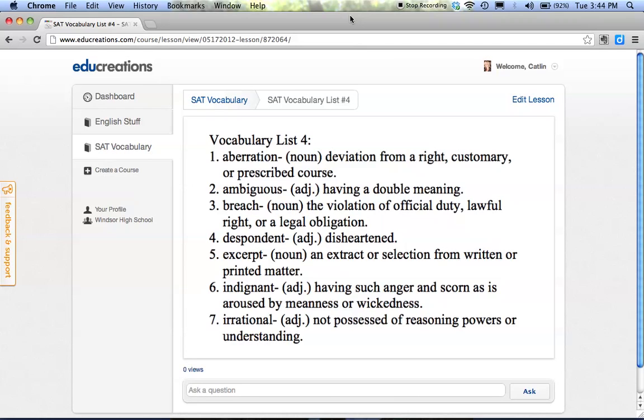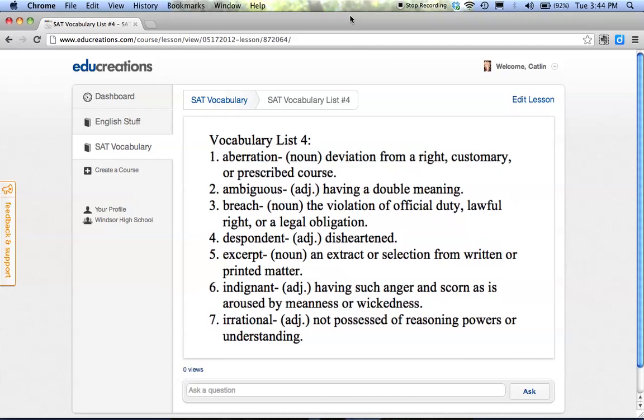But if you decide, you know what, I don't want to go to college. I want to pursue this other career. I want to go travel, or I want to do something different, then that would be an aberration. You're not doing what's expected, what's customary, so what most people do. You're not following the prescribed course, the course that has been laid out for you.